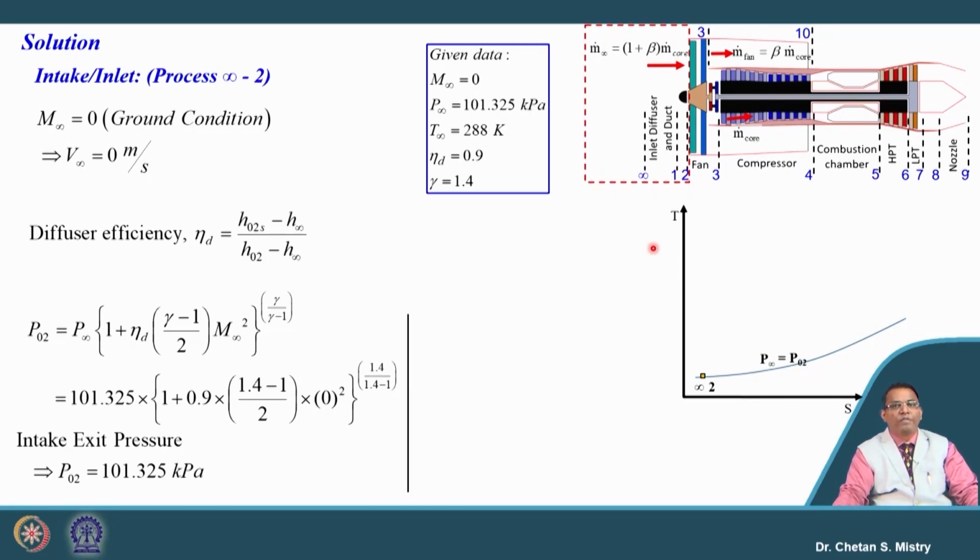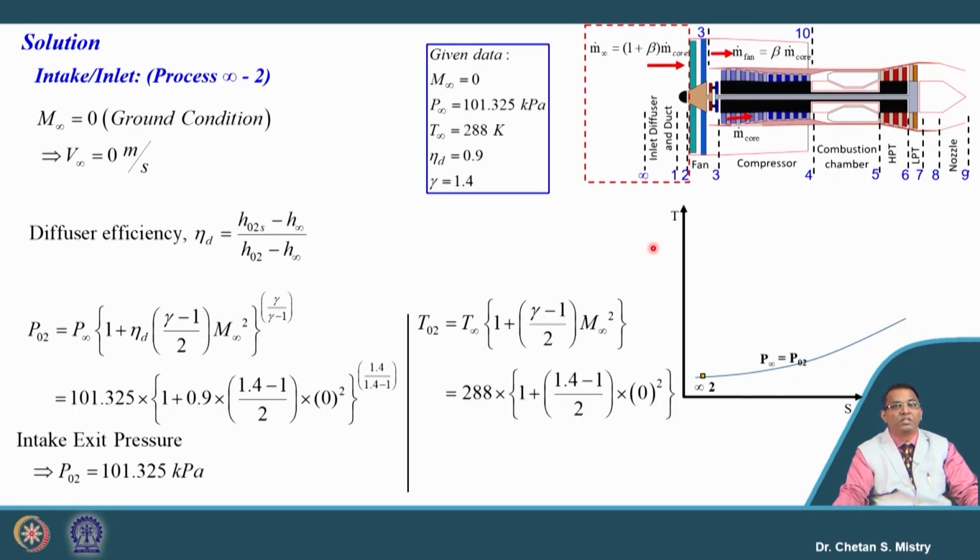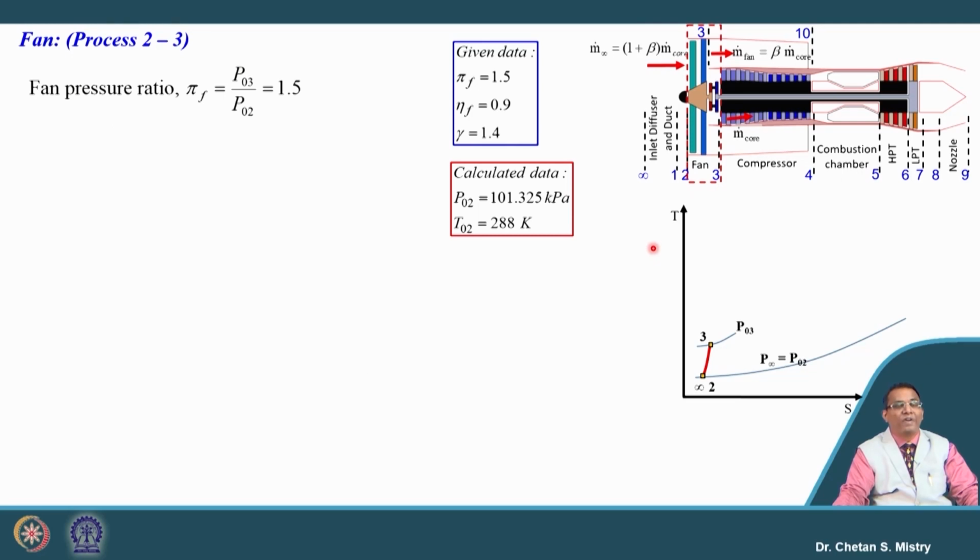Now, we will be calculating our exit temperature. This exit temperature we are correlating based on the isentropic relation, where my m infinity is 0. That is the reason my exit temperature will be 288 Kelvin. Since the information is given for the ground condition, do not try to solve this for flight condition, be careful. Okay. Now, the next component we have is our fan.